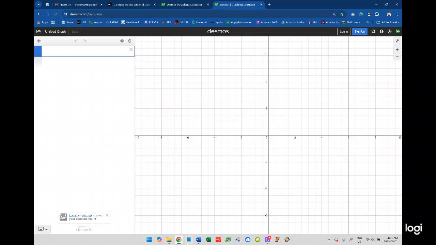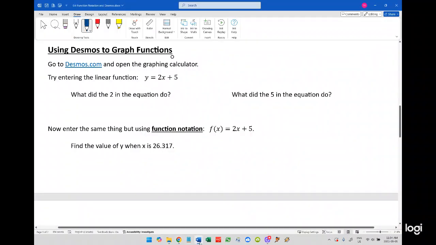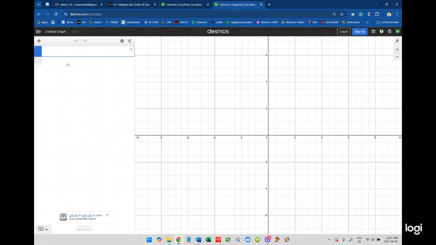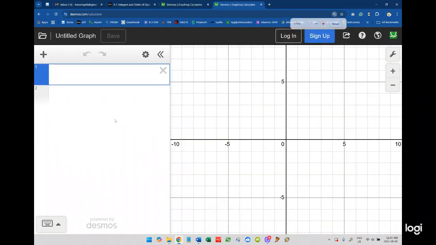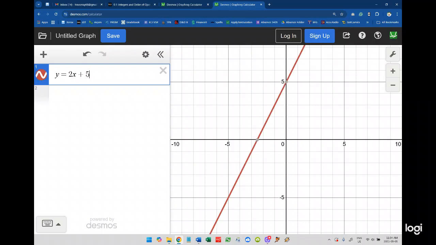Okay, so now I'm just going to go back quickly. We want to plug in y equals 2x plus 5. So up here, I'm going to try and do that, make it as large as possible so it's clear. Y equals 2x plus 5. Just type it in exactly as you'd expect it to, and you get a graph that looks like this.